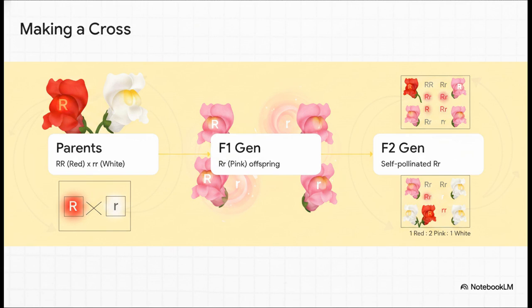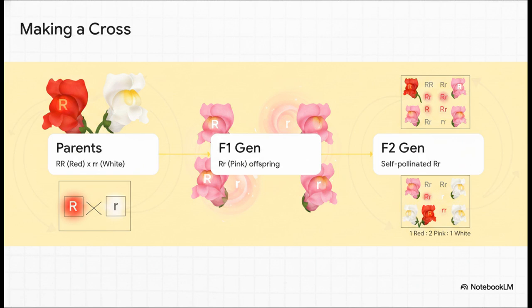We start with our true breeding parents. The red flower has two capital R alleles, making its genotype RR. The white flower has two lowercase r alleles, so rr. When they cross, every single offspring in that F1 generation gets one big R and one little r. But, and here's the catch, because that big R is not completely dominant over the little r, the red pigment just isn't fully expressed. And that is exactly what gives us that signature pink color.